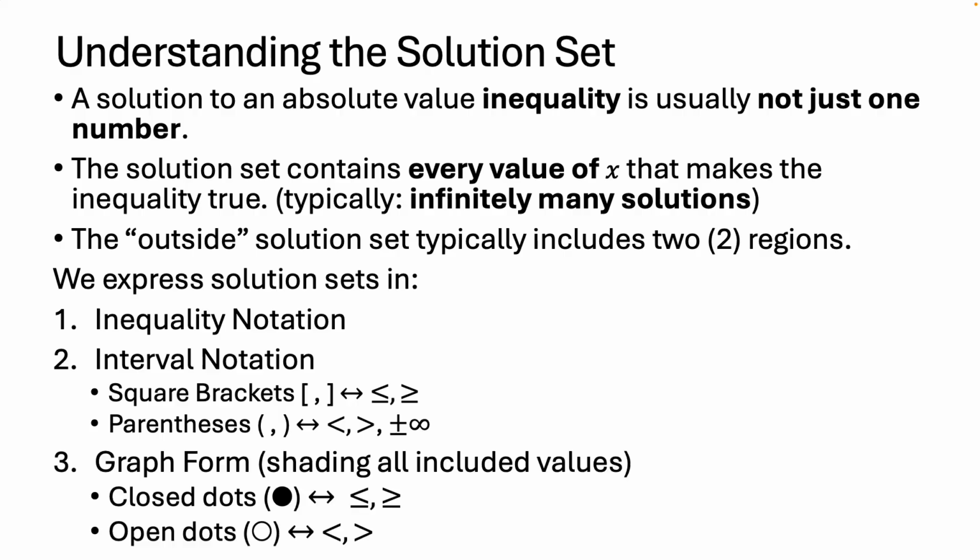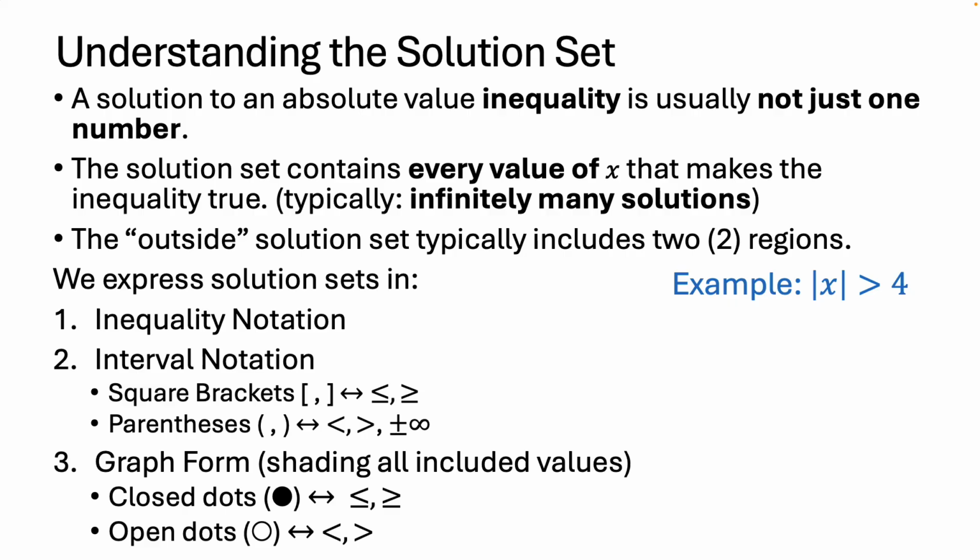in interval notation. And then the third way is that we will usually graph our solution set on a number line. This is where we shade all values that are included. Just like interval notation, we have a way to represent when values are included or excluded. We use closed dots to represent values that are included. This typically corresponds to the inequalities less than or equal to or greater than or equal to. And we use the open dots to show that a value is excluded, which usually corresponds to less than and greater than.